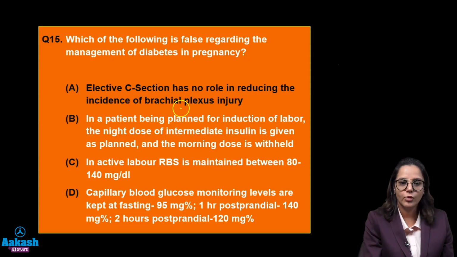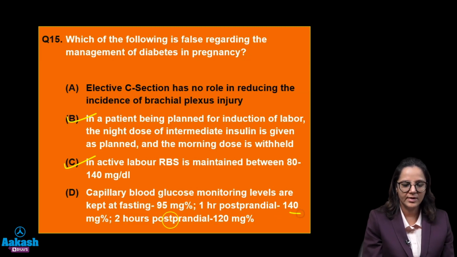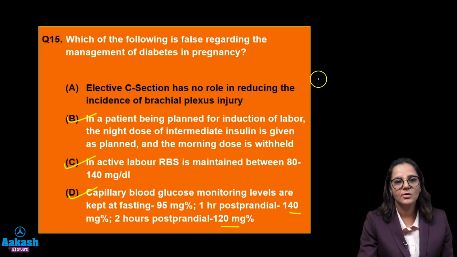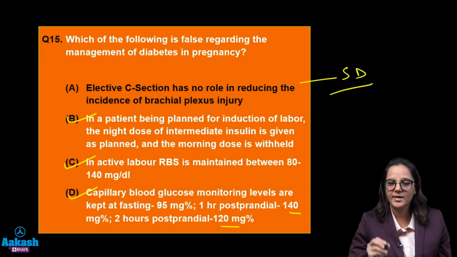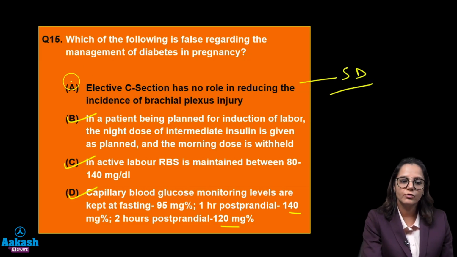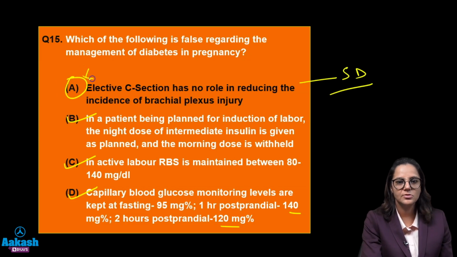Coming back to the question, what is false? In a patient being planned for induction of labor, the night dose is given as planned and the morning dose is withheld. Yes. RBS is maintained between 80 to 140. Yes. Blood sugar monitoring levels, fasting is kept at 95, 1 hour at 140, 2 hours at 120. Yes. Elective cesarean section has no role in reducing the incidence of brachial plexus injury. Now, brachial plexus injury is seen in which case? In shoulder dystocia. So, if the baby is macrosomic and the mother is diabetic, then we go for elective cesarean section and therefore this option is wrong.